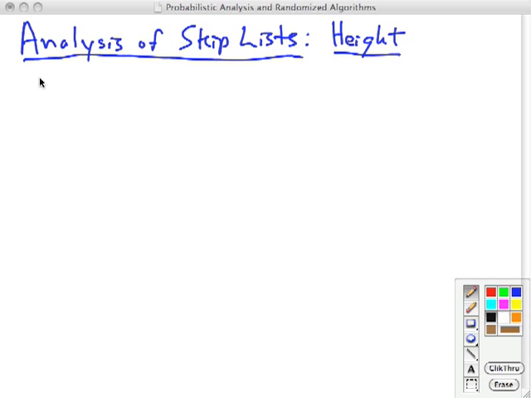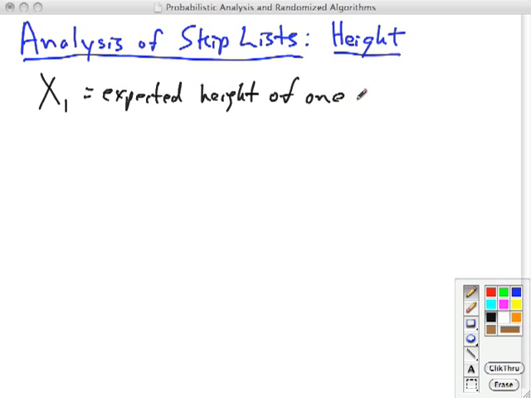So I'm going to invent some notation here. Let's say x of 1 is the expected height of one item. In other words, if we insert one item, what's the probability that it occurs at any given level? So I'm going to write it like this: the probability that one item inserted is in level 0 is 1. You always put it in the first level.